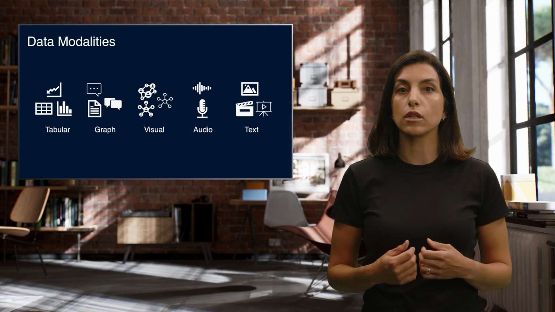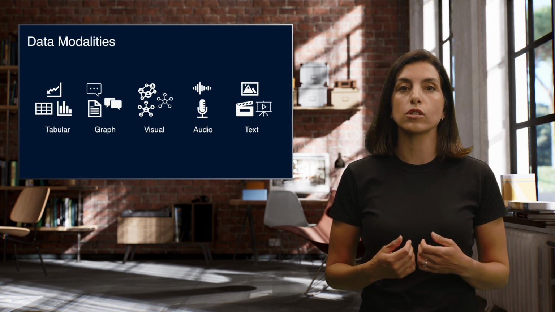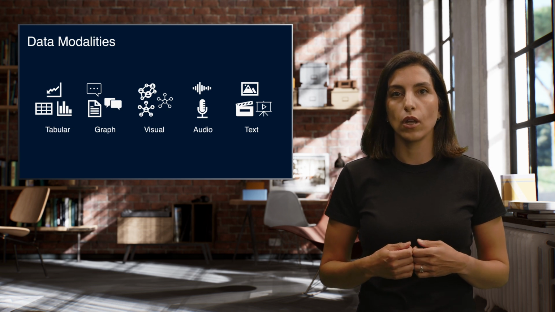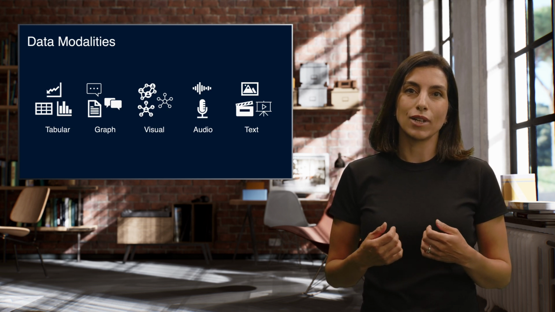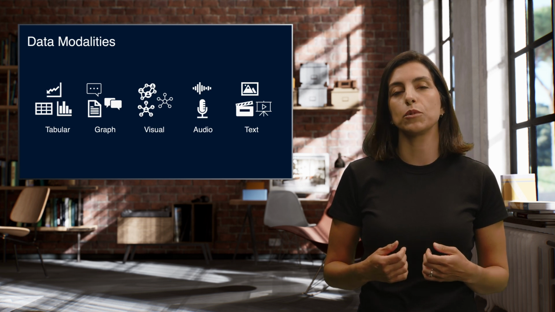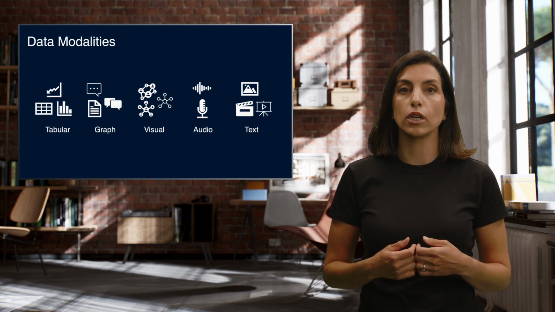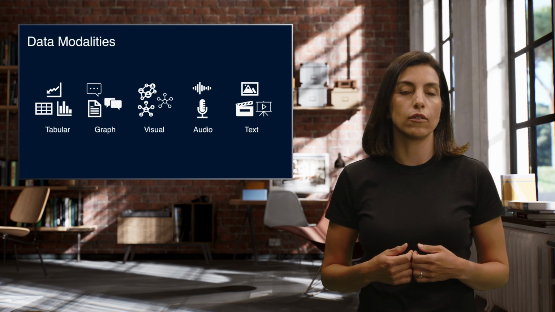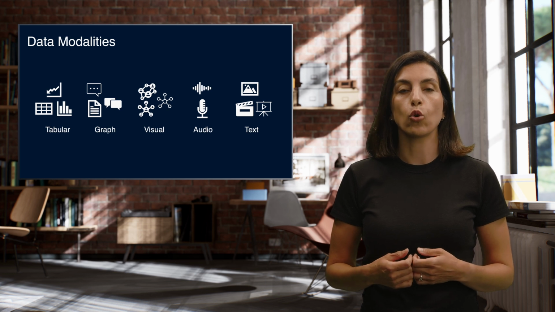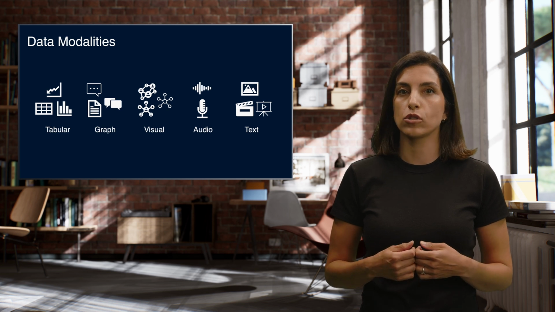Examples of data modalities include tabular data, that is, structured data organized in rows and columns, often found in spreadsheets. Graph data, that models topological relationships in the data structure. Visual data, including images and videos. Audio, that is, sound recordings, including speech, music, and environmental sounds. Text, which is data in written or printed form, such as documents, articles, social media posts, and emails.